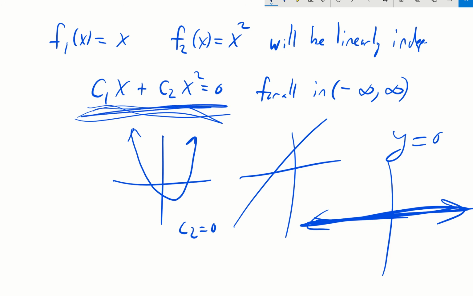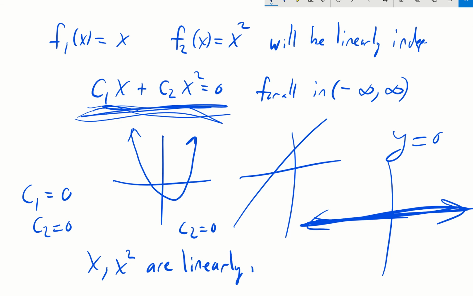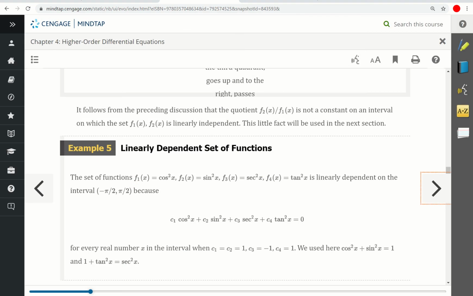But the only way this thing would be 0 for all values of x is if c1 is 0 and also c2 is equal to 0. So this equation is only true when both c1 and c2 are equal to 0. It's impossible to find c1 and c2 both non-zero to make this equation true. So we would say that x and x squared are linearly independent. That's an example of two functions that would be linearly independent.